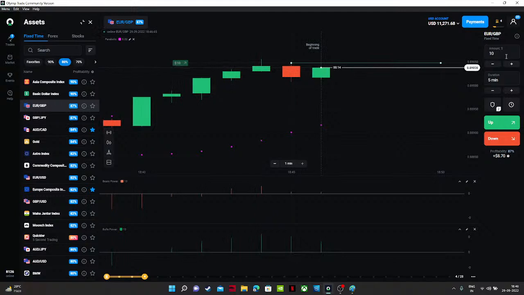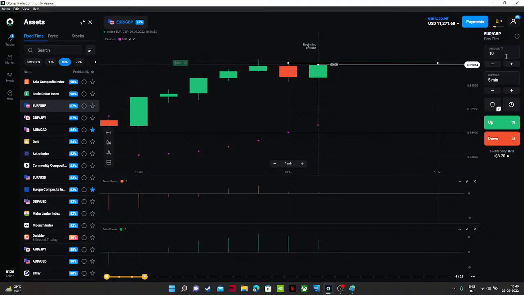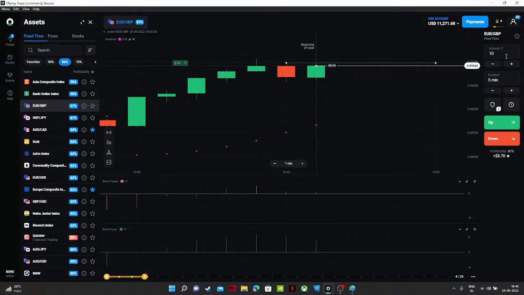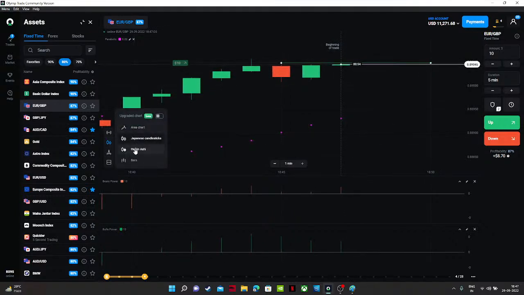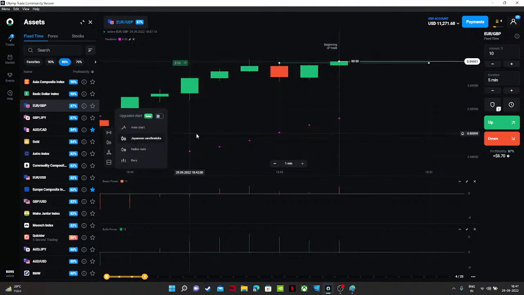Vinay, sometimes parabolic shift doesn't help in 2-3 minute trade. Why? What value are you using, Vinay, for the parabolic? Enrique, I can't change to the classic charts. How can we access the previous charts? Okay, if you want to change the chart type, you need to click here at this button. You have four options. Area chart, Japanese candlestick, Heiken Ashi bars. The most commonly used chart is the Japanese candlestick chart.